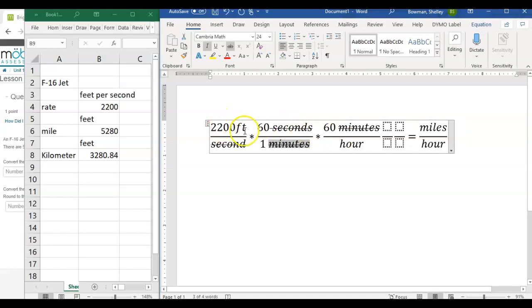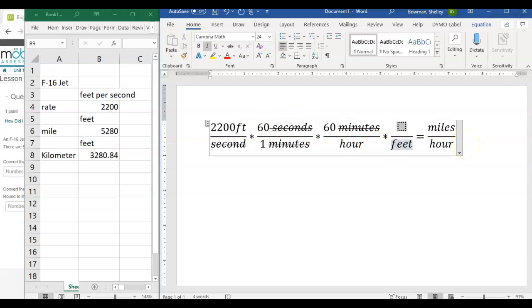portion. Here I have feet and I want to get to miles, and they were kind enough to tell me that there are 5,280 feet in 1 mile. So I actually only need one more conversion, and I can get rid of this one here and multiply this by, again, I have feet on top. So I want to get rid of the feet. That means I need to put feet on the bottom. So I'm going to type feet here.